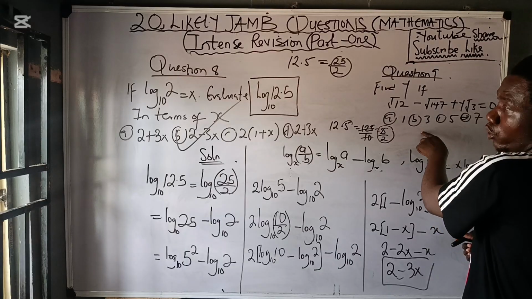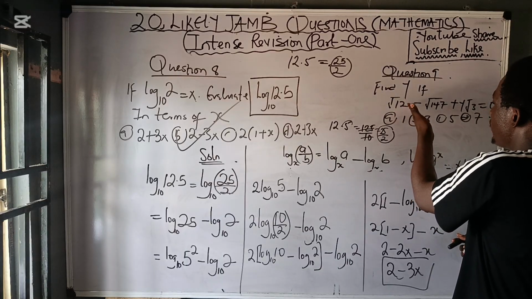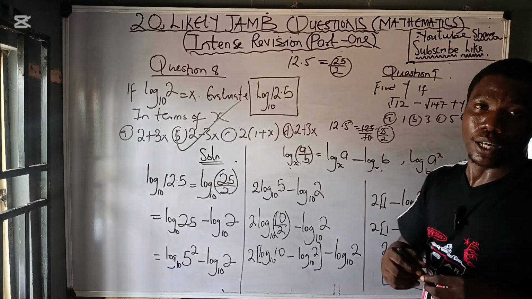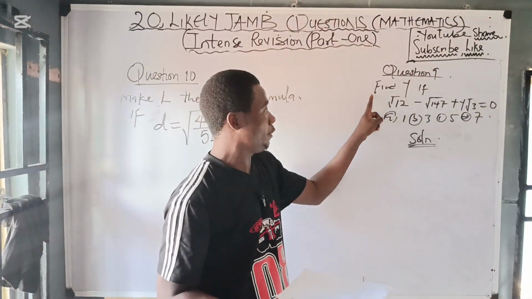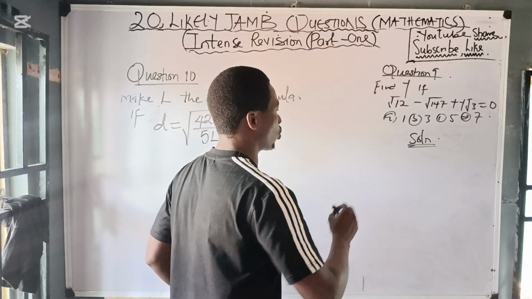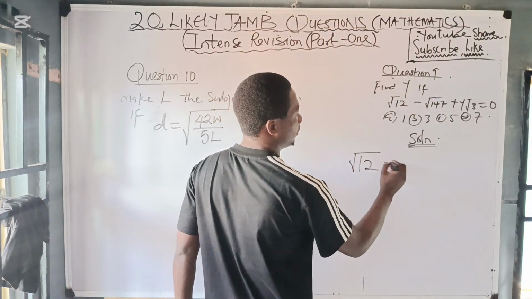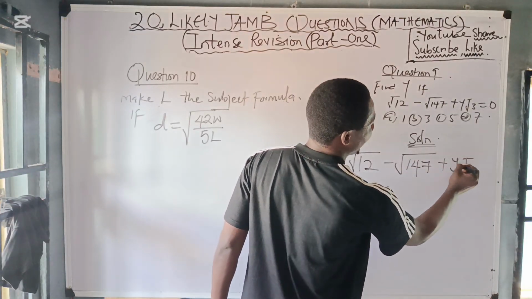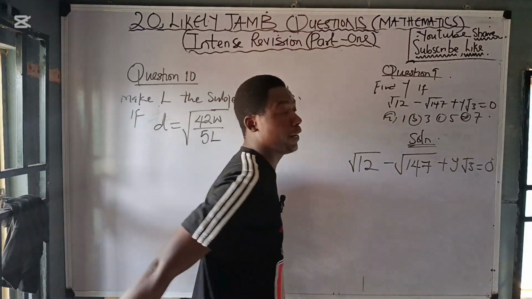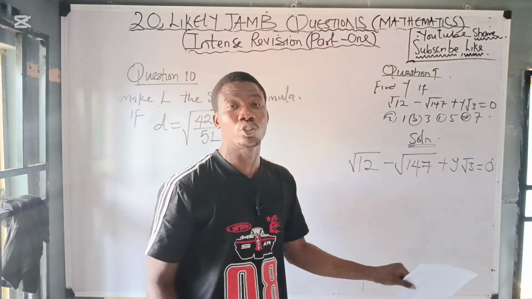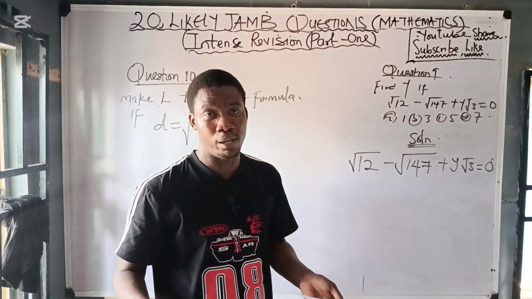Now let's take this solved question. Square root of 12 minus square root of 147 plus y root 3. Let's do that quickly. Question number 9. Find y if the square root of 12 minus the square root of 147 plus y root 3 is equal to 0. Very easy. Now we are going to simplify this surd. Don't forget that surds are square roots of irrational numbers.